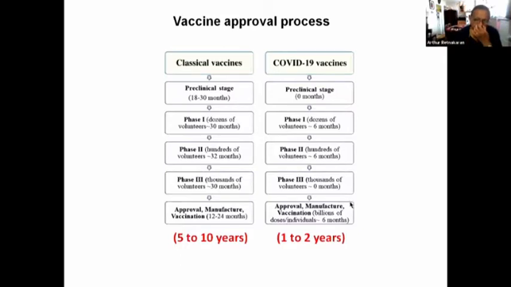Right now, there are about 200 vaccines that are being made all around the world. Only some have been approved. So I'm not going to talk about all the vaccines. I'm going to talk about a few and tell you how they work.